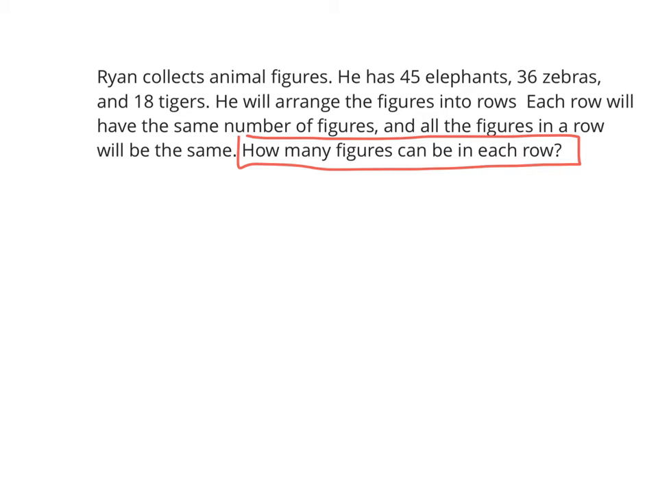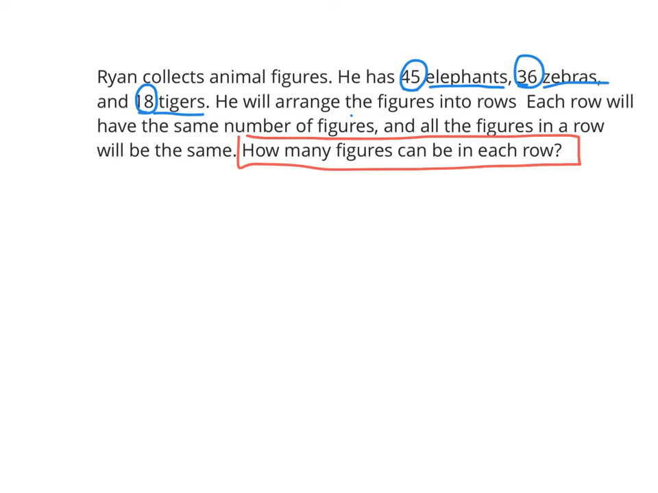Now let's consider. There's a lot of information here. But what information do we need to use? Pause this video and turn and talk to your partner about this. Okay, so what information do we need? Well, this is important, isn't it? He has 45 elephants, 36 zebras, and 18 tigers.